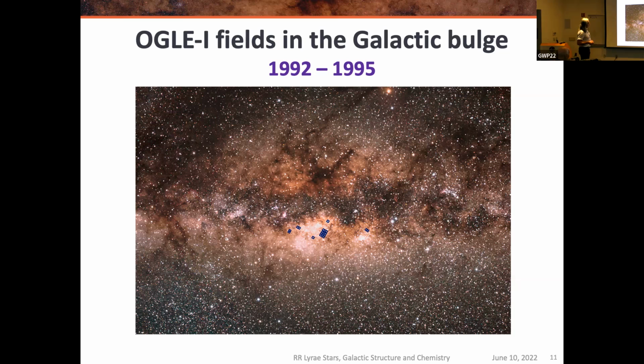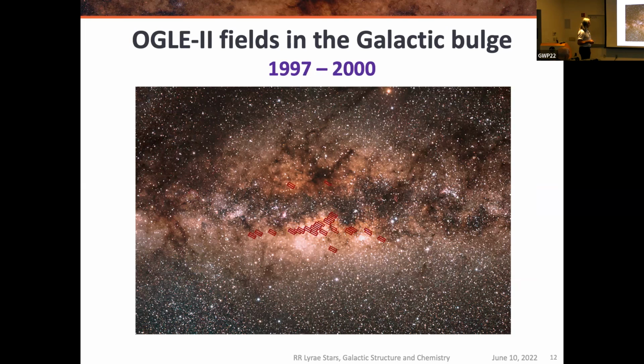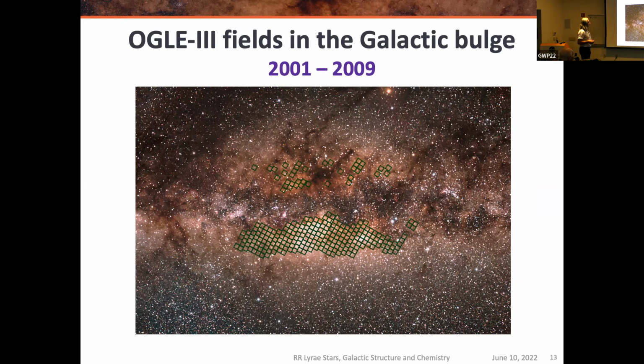Here is again the galactic bulge, and these tiny squares here are OGLE-1 fields. About 1.5 square degrees, and about 2 million stars were regularly observed during the OGLE-1 project. Then these are OGLE-2 fields, about 11 square degrees and 36 million stars monitored.